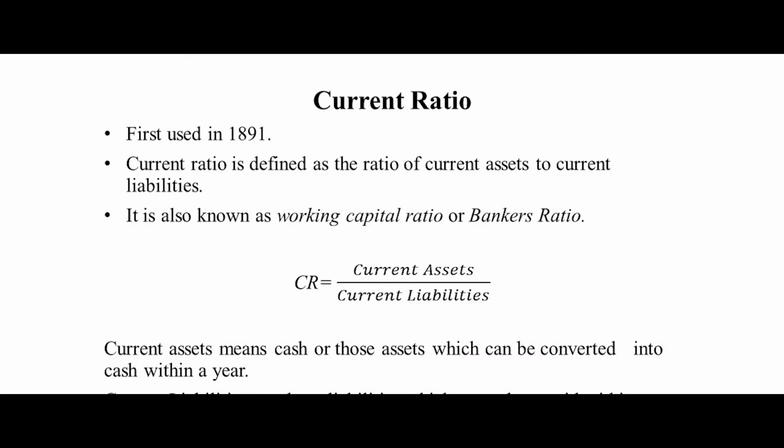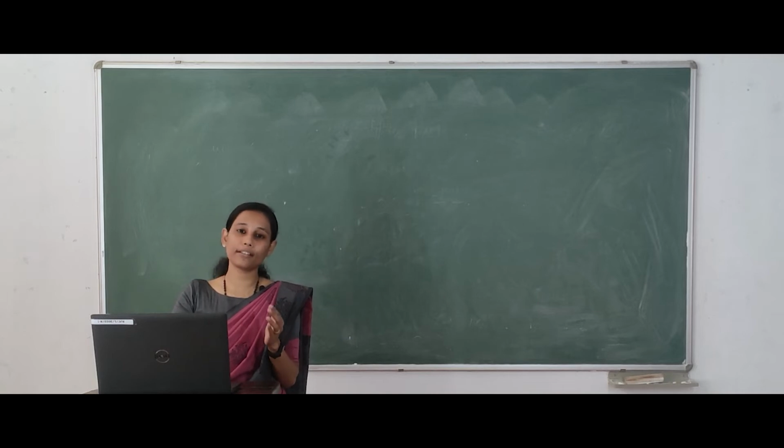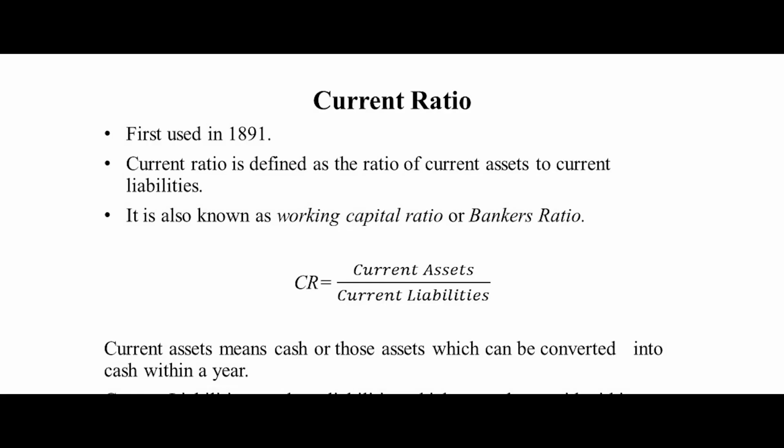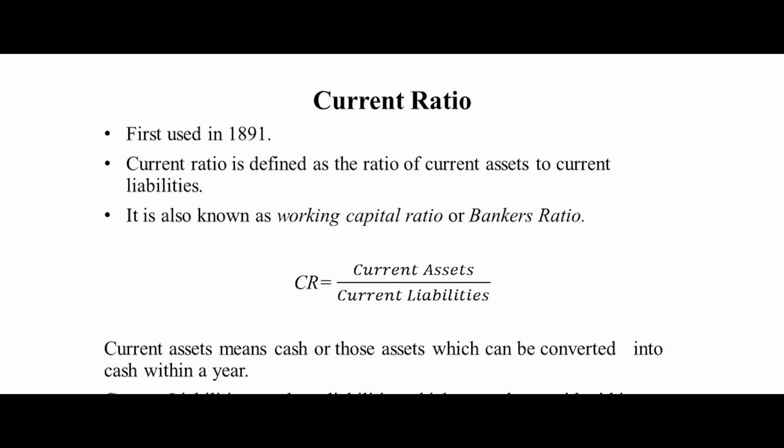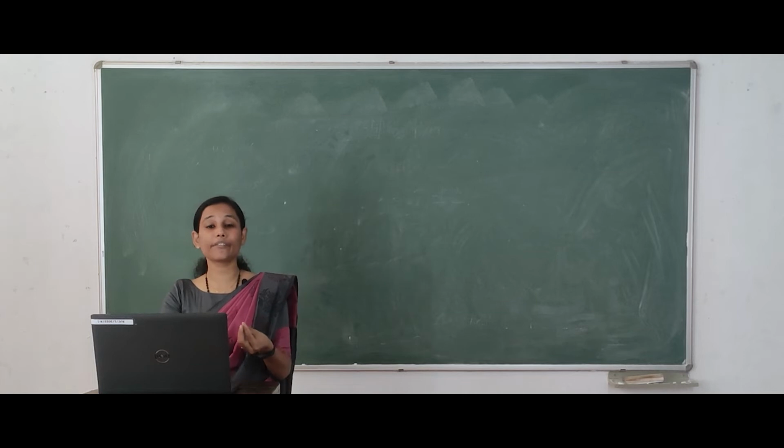Current ratio means the ability of the firm to meet its current liabilities using its current assets. It is also known as the working capital ratio or bankers ratio. We can calculate the current ratio using the formula: current ratio equals current assets divided by current liabilities.